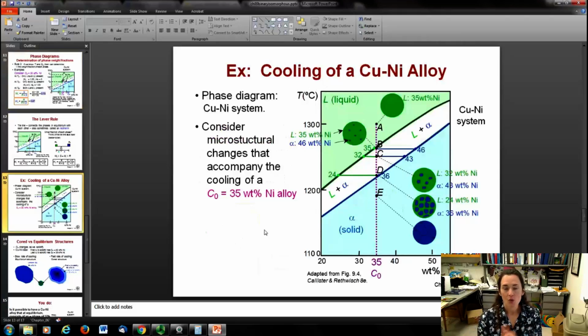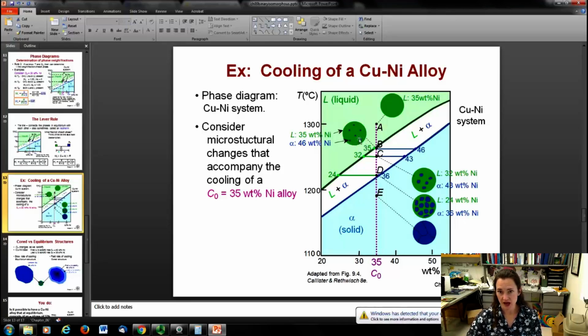Okay, so let's look at what happens in a vertical line. So we're holding constant at 35 weight percent nickel, and we start out in the liquid phase, and then we slowly cool it down and watch what happens. Okay, so I'm up here, I'm very far away from the liquidus line, and I'm at 35 weight percent nickel. And now I start to cool it down slowly. When I reach my liquidus line, then I get the formation of some little solid phase particles. That's indicated in this little cartoon over here. In this cartoon, the liquid is shown in green and the solid alpha phase is shown in blue.